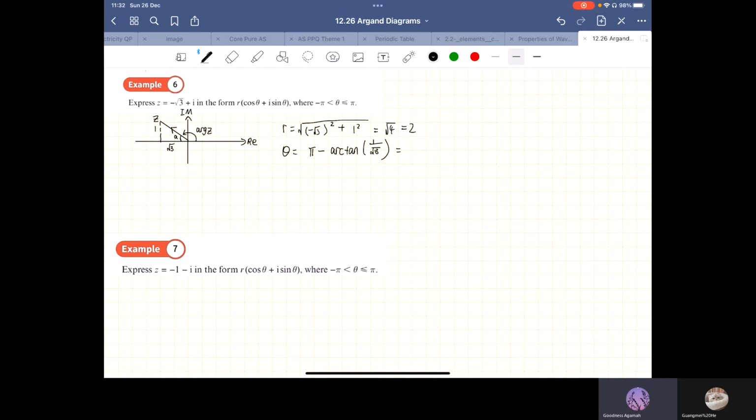I have to switch calculators. How many do you have? 2. I have 2 as well.